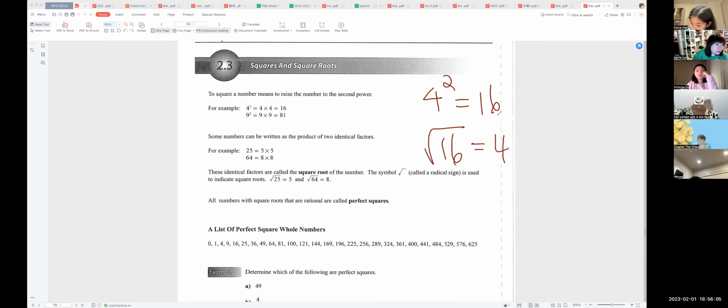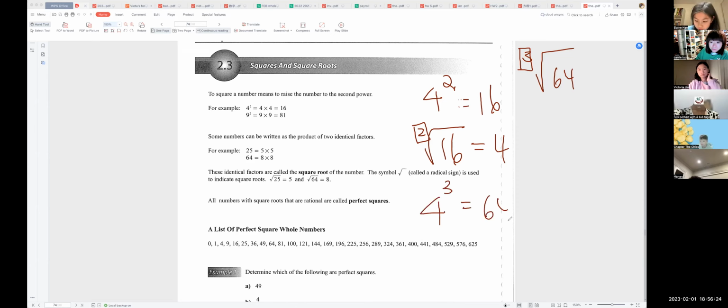Get it, everybody? Okay, so later on, we're going to have 64 and the 3 here. We're actually having a 2 here too, but sometimes we just ignore it. Because it's 4 squared equals 16, so the square root of 16 equals 4. And if it is 4 cubed, it equals 64, so that's why the cube root of 64 equals what? Equals 4. Get it, everybody? So that is the backwards and forwards thing.